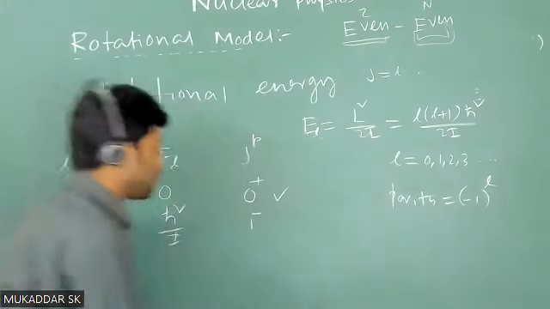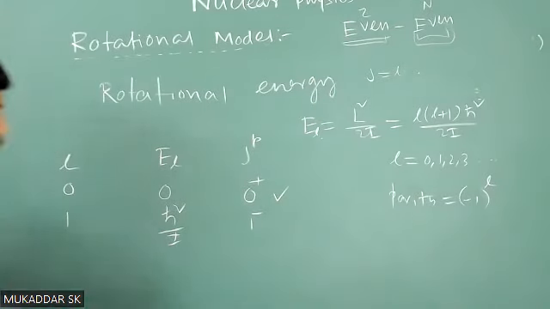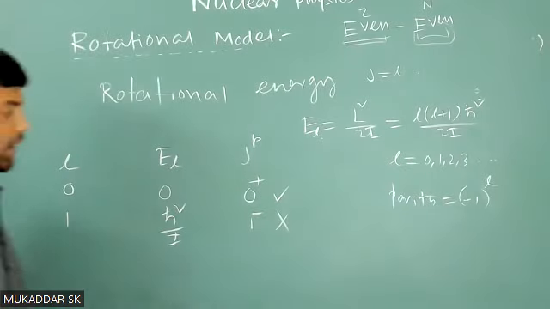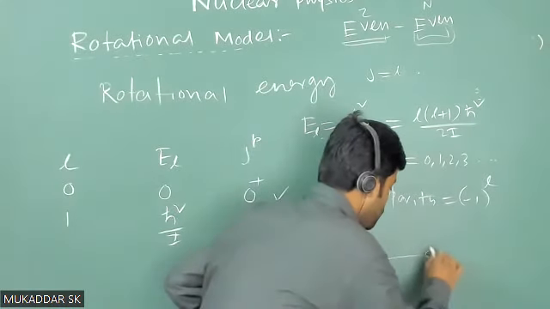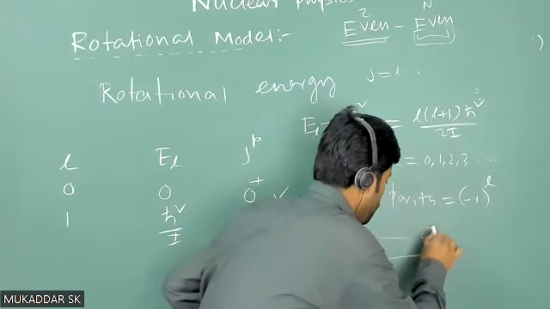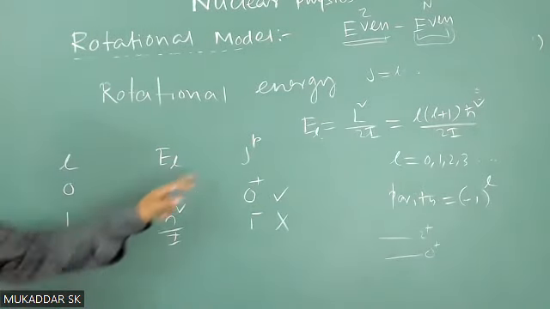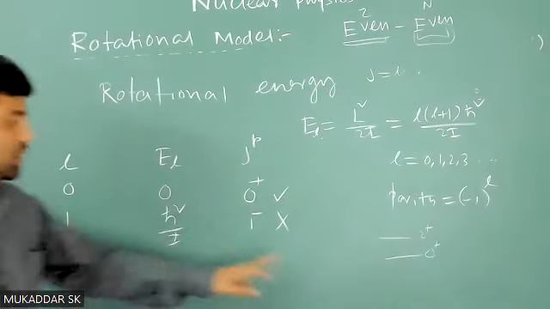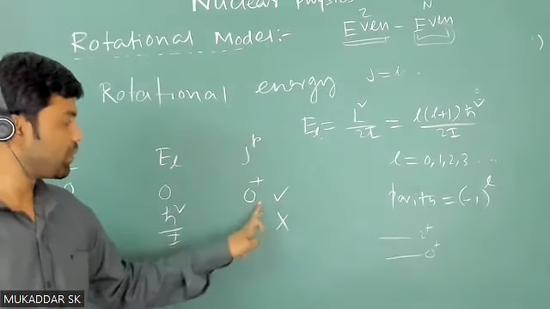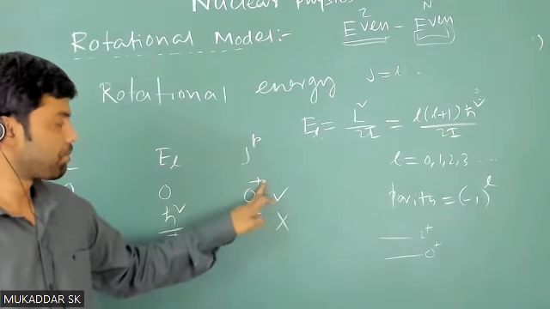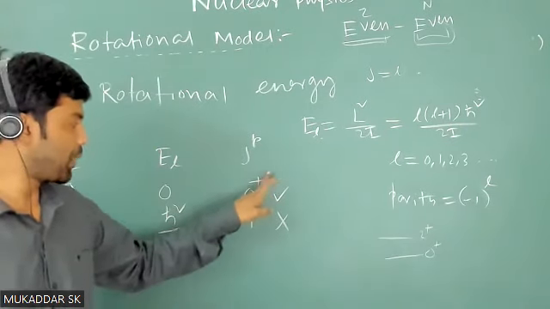On with negative, minus. But this is not possible, because you have noticed experimentally, what do you have? First of all, you have a 0 plus. Then second is your 2 plus. So the energy values, this is your ground state energy, and that is matching with spin and parity.